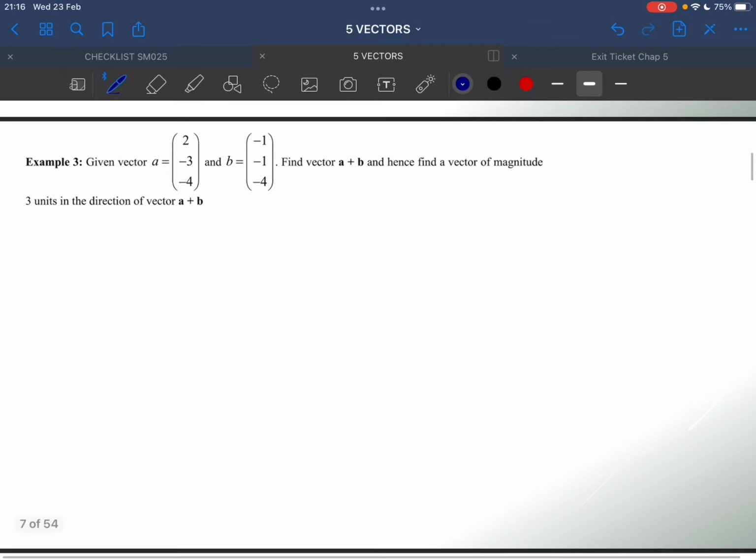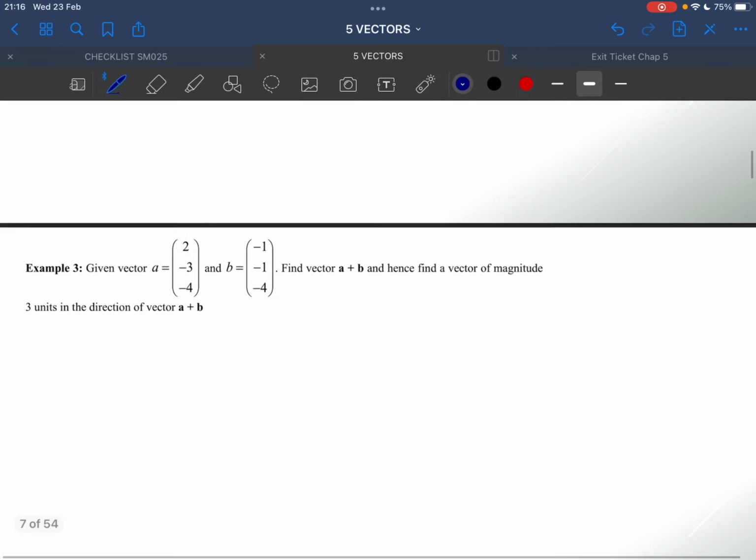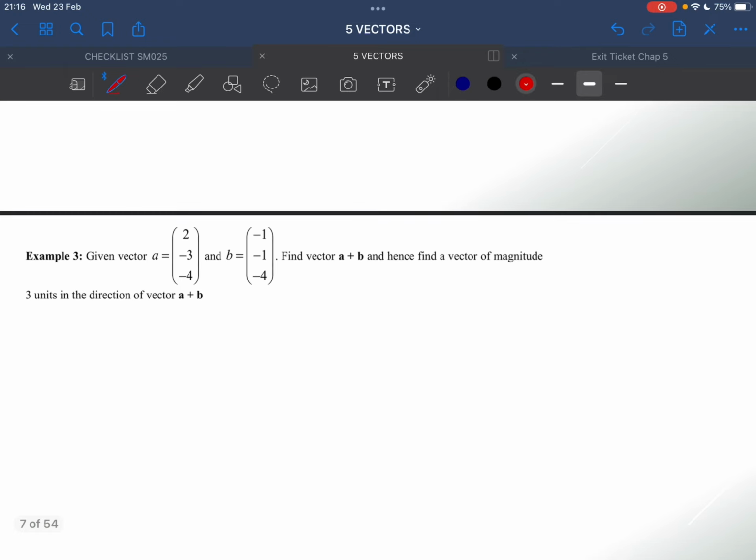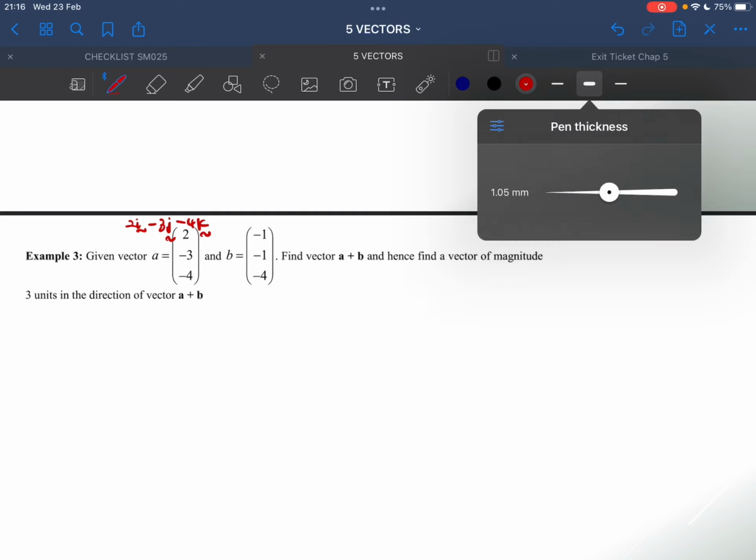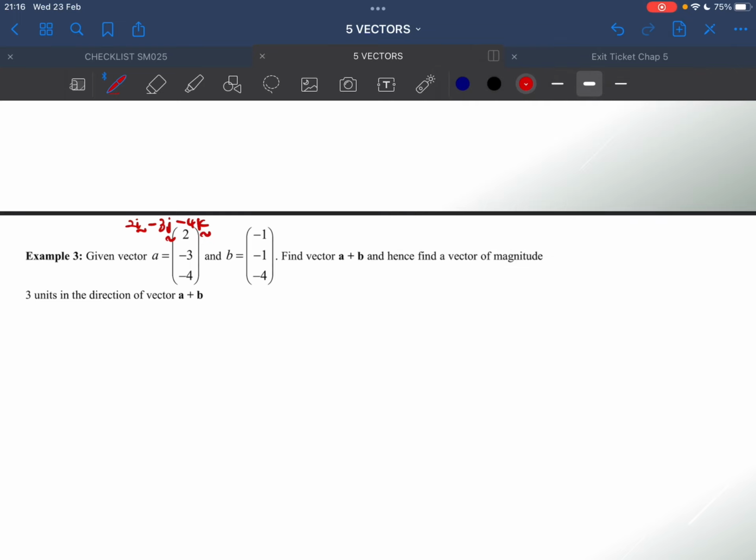So let's go to the next example. Example 3, given vector A. Remember, this is column matrix form. So this is the same thing as 2i plus negative 3j minus 4k. Given vector A and vector B, find vector A plus B. So let's find that first.